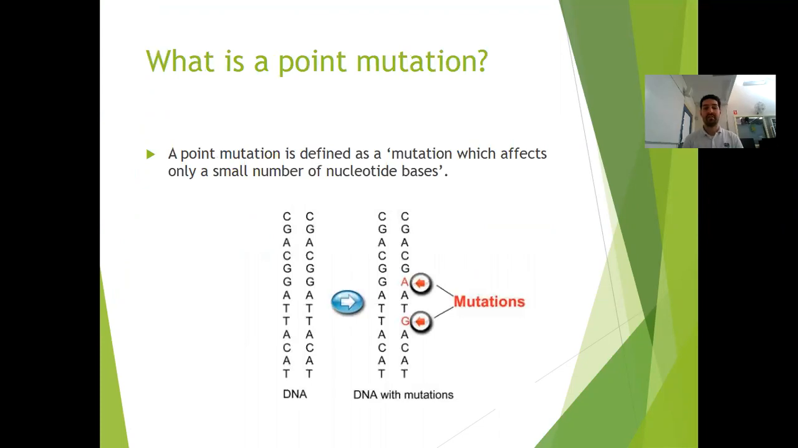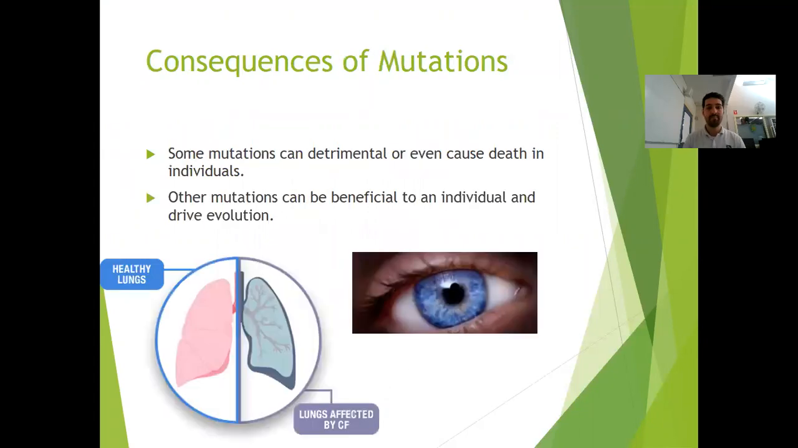So a point mutation is defined as a mutation which affects only a small number of nucleotide bases. So we're not talking about real large scale changes. It's more about a smaller number of base changes that might then have an impact. So you can see in the diagram, for example, a G changing to an A or a T changing to a G. So we're much smaller scale with these types of mutations.